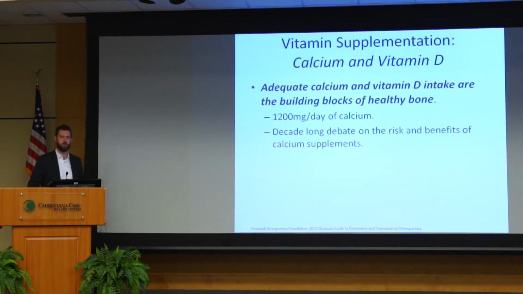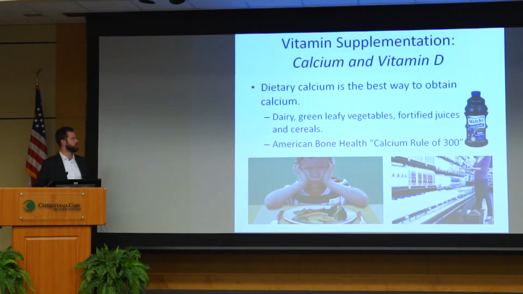Some people need supplements. Some people can't get calcium in their diet. They're vegans, or they're lactose intolerant, or they have absorption issues, and they need supplements. But the best way to get calcium is through the diet. And it's relatively easy. I follow the American Bone Health recommendations, the calcium rule of 300. What I tell patients is that 3 to 4 servings of dairy, dark green leafy vegetables, or calcium-fortified juices a day meets that 1,200 milligram threshold. So it's pretty easy.